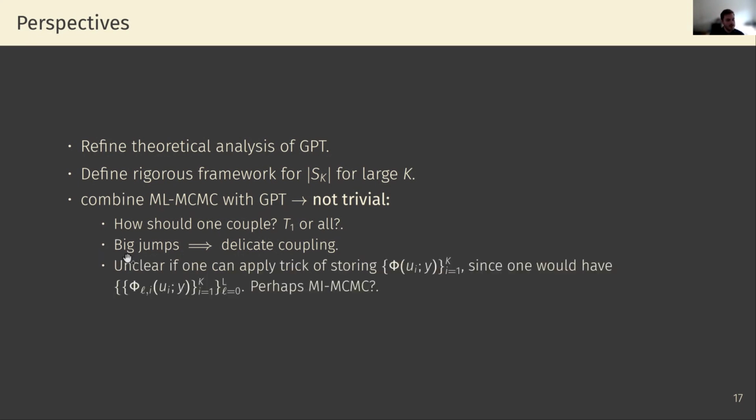And to me, it's not immediately clear whether one can apply the trick of storing the values of this potential, since in this case, one would have that these potentials are indexed by both the temperature and the discretization level on a multi-level MCMC algorithm. So perhaps it's better suited for a multi-index type of ideas, but still needs to be discussed. And I think Rob will be presenting a multi-level MCMC tomorrow or so.